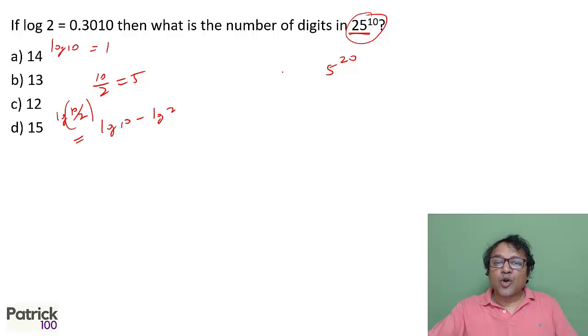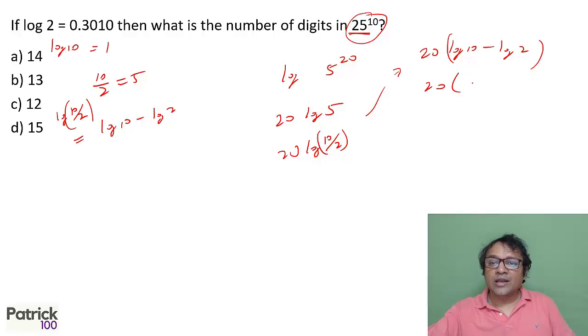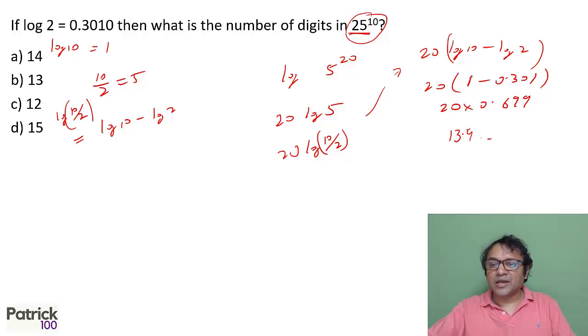If I remove the power, it becomes 20 log 5. 20 log 5 can also be written as 20 log of 10 upon 2, which can be written as 20 times log 10 minus log 2, which is nothing but 20 into 1 minus 0.301, that is 20 into 0.699. If you solve this, it will come to 13 point something, slightly less than 14, about 13.98. So the moment you have 13.9, you know there are 14 digits.